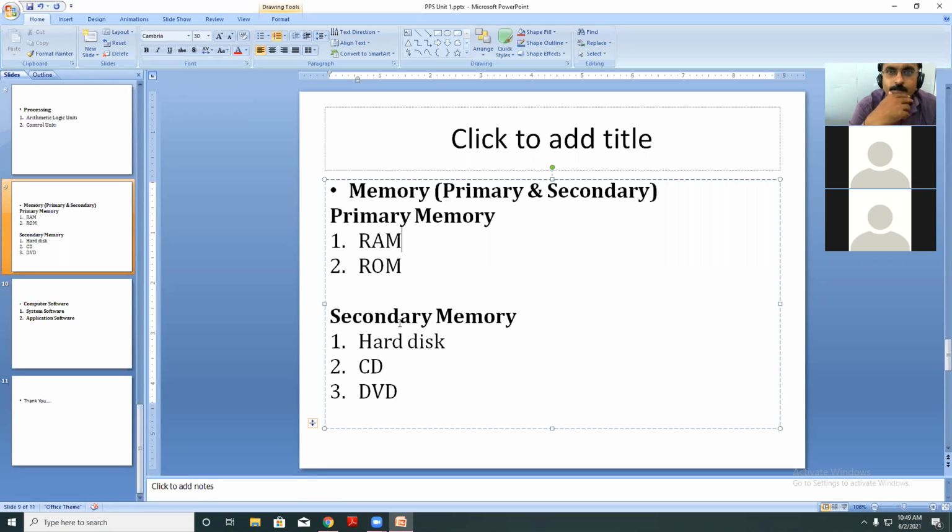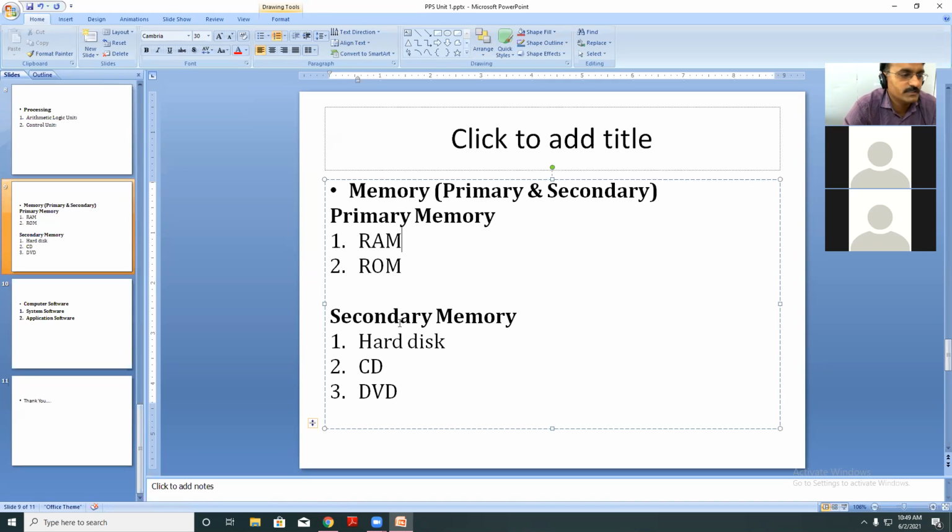Maybe in the next lecture I will tell you how many KB equal how many MB, and the relation between KB, MB, and GB. I will show that with one slide, so that it will be informative for you as well.